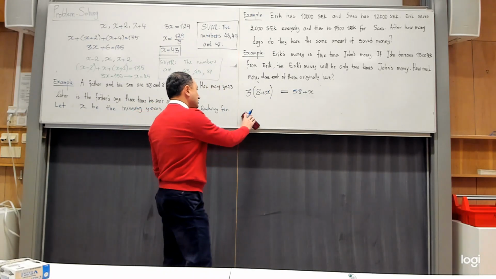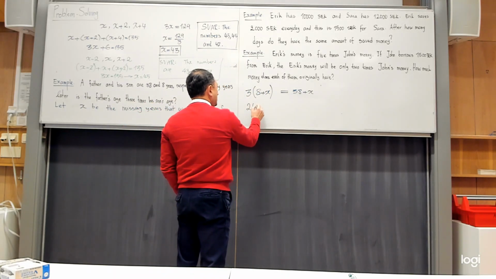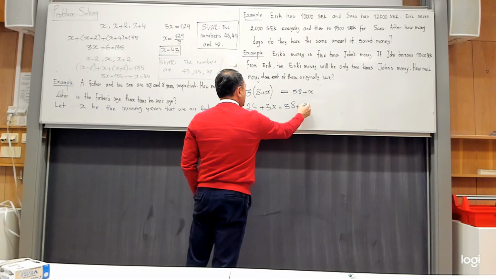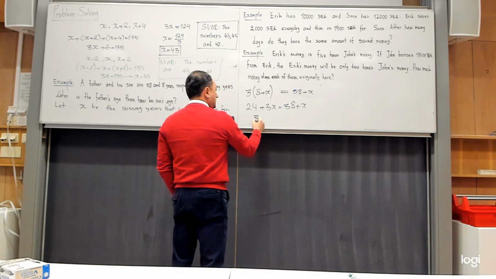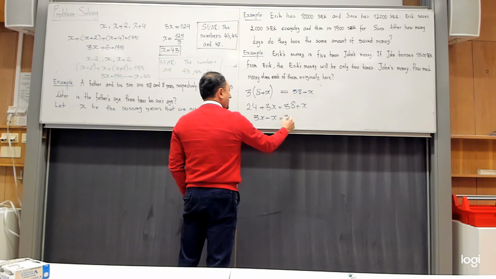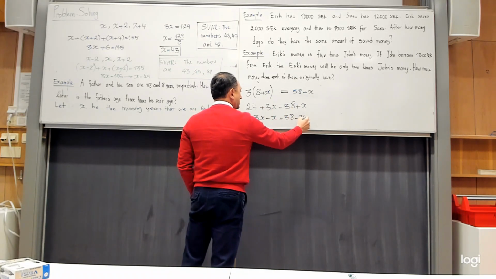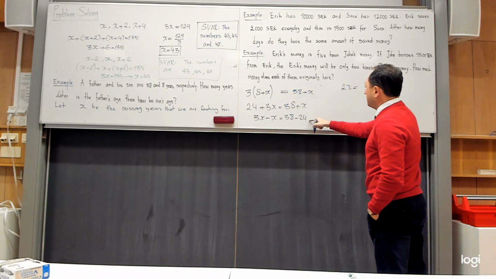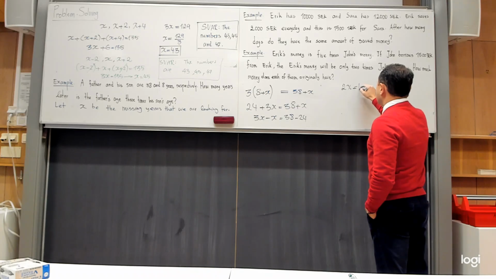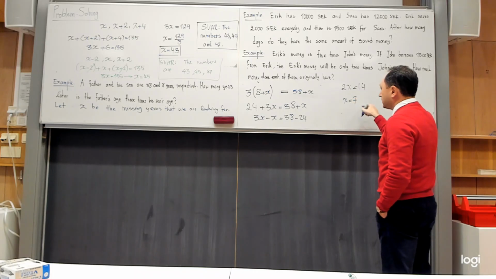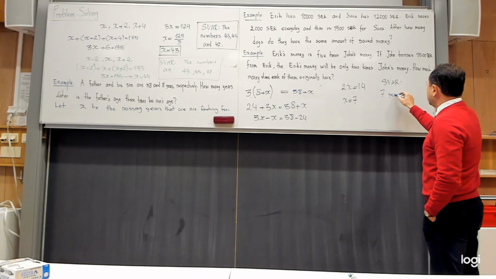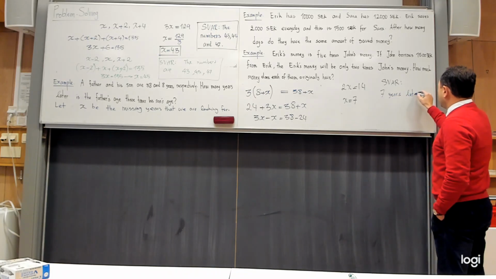Okay. So, 3 times 8 is 24, and then plus 3x is equal to 38 plus x. Then I have 3x here, I move x to the left, I have 24 here, I move 24 to the right. 3x minus x is 2x, and 38 minus 24 is 14. And then x becomes 7. But you do not stop here. You need to write the answer. 7 years later, this happens.